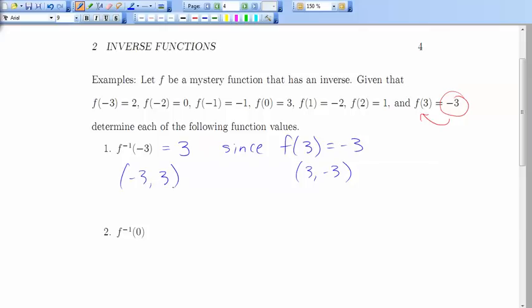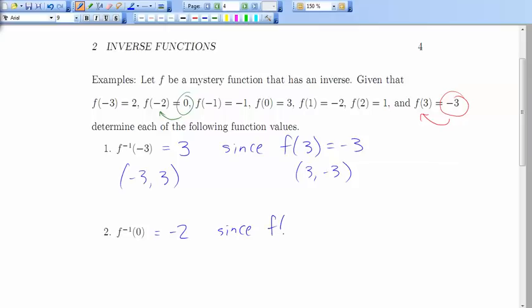Okay. If I look for f inverse of 0, I just need to hunt through all my outputs of f to find one that is 0. There it is. And that means that f inverse of 0 is going to be negative 2.